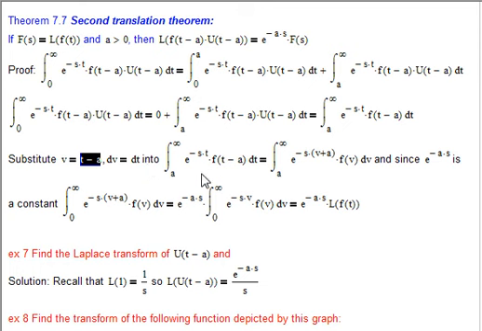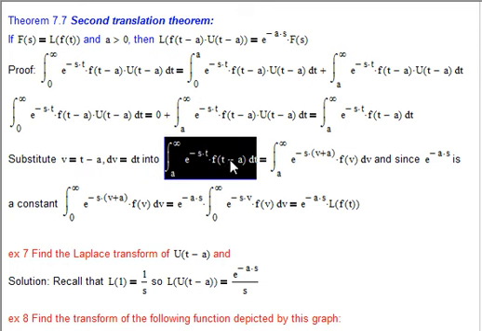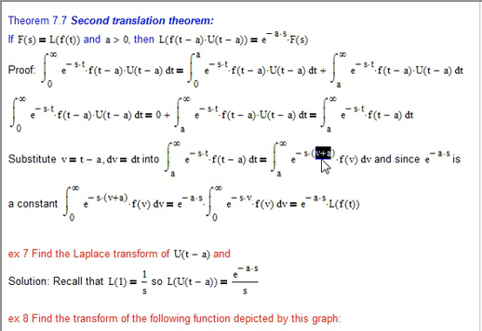But then again, if we replace our t − a with some other variable like v, and of course dv equals dt, then t would be v + a, so this becomes e^(−s(v + a)) f(v) dv. But now, remember v is t − a, so the lower limit would be 0. I had a slight mistake there, but I think I got it fixed now.